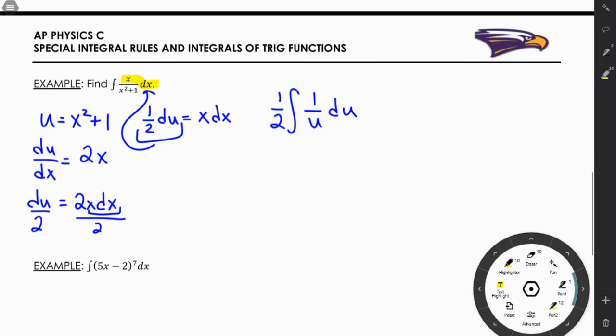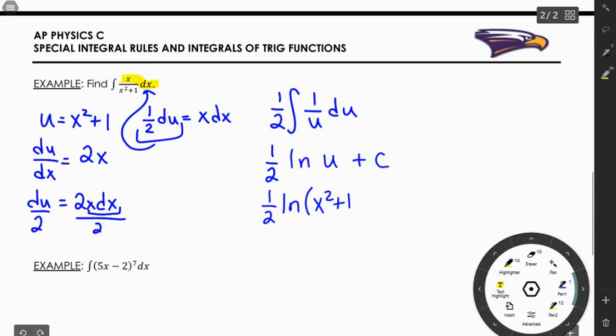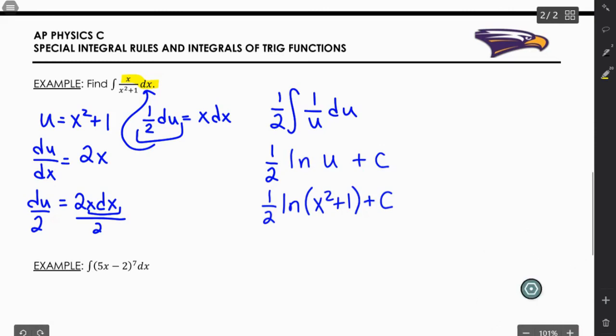Now this is where we say 1/2. The integral of 1/u is the natural log, so natural log of u plus c. And now I just plug in my u. So 1/2 natural log of x squared plus 1 plus c. That would be the answer to the integral of x over x squared plus 1 dx.